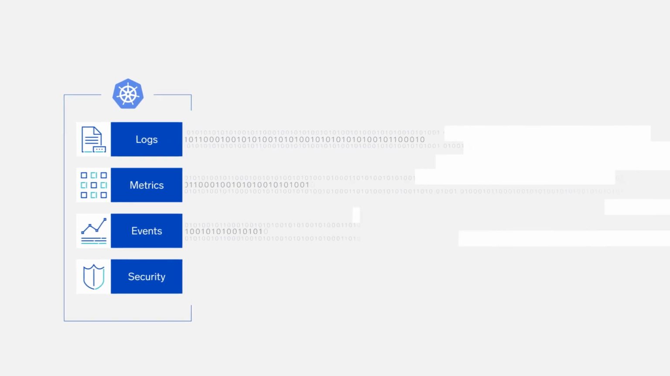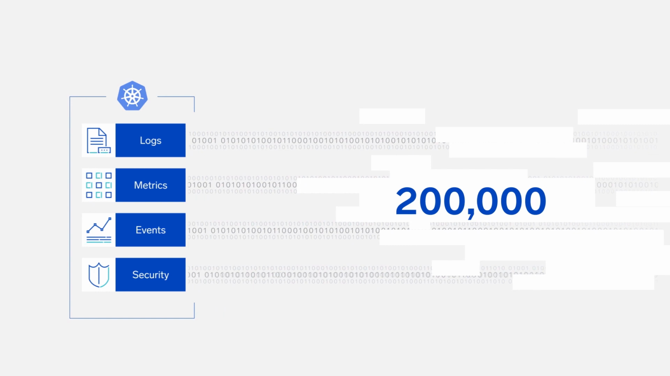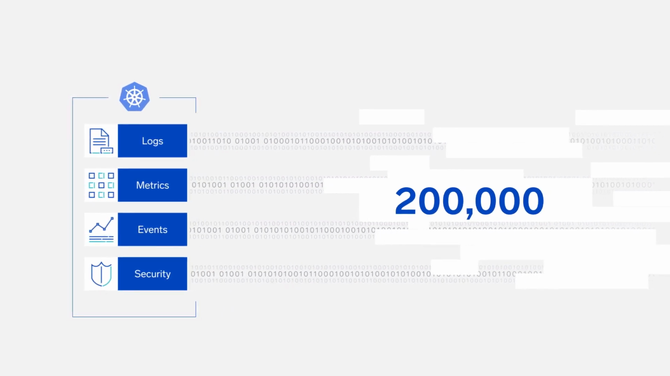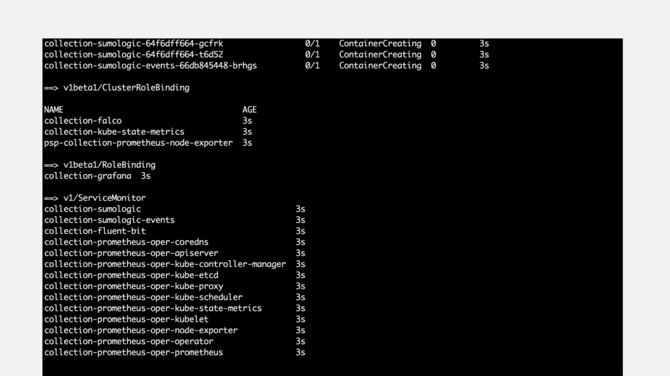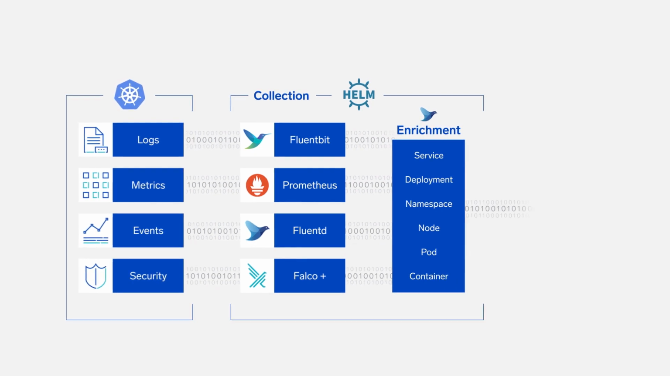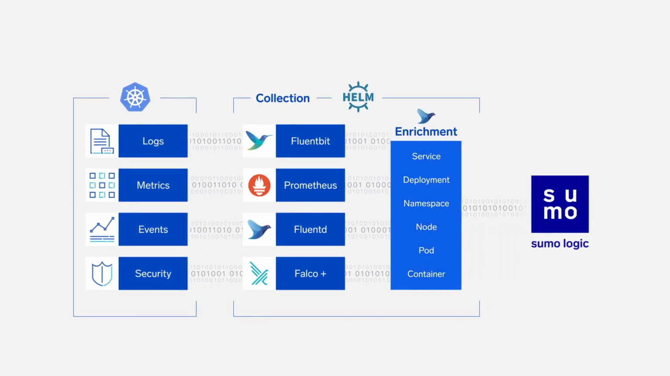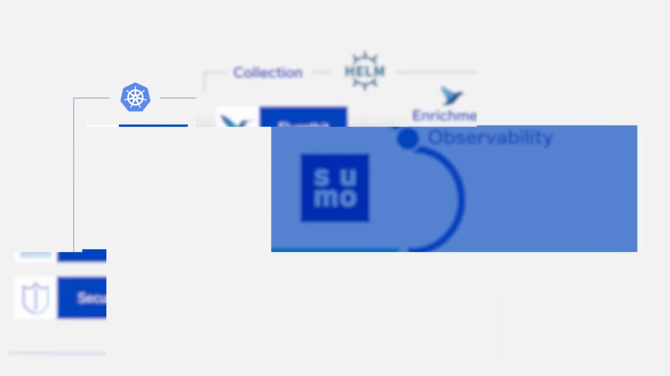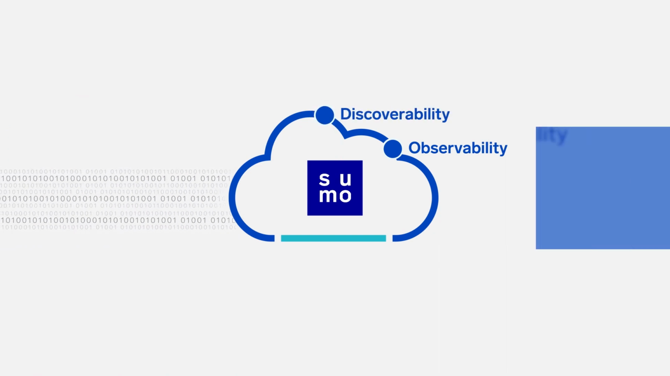A small four-node Kubernetes cluster can generate over 200,000 distinct metrics. Sumo Logic has pre-configured the collection process to filter out just the data you need. With a single command, configure an entire cluster to collect logs, metrics, events, and security data. Once configured, this data streams into Sumo Logic and is tagged along the way with valuable metadata about where in the cluster it originated. Sumo Logic uses this data to build a real-time view of your cluster.